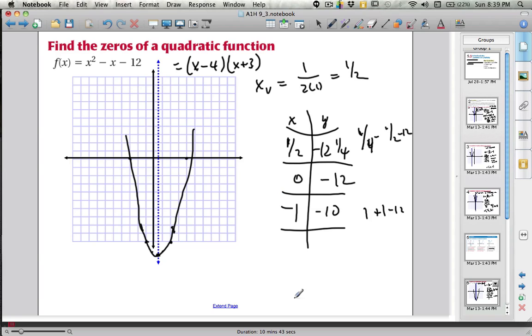Equally, I could just have continued to try numbers until I found a 0. I have negative 3 squared is 9. Minus negative 3, that's plus 3 minus 12, and that gives us 0. And we'll get the same when we plug in 4.